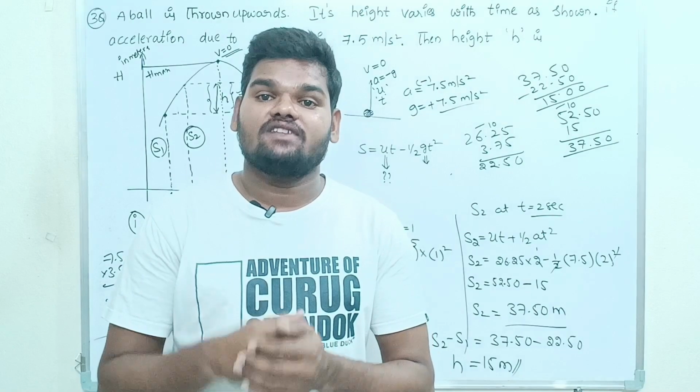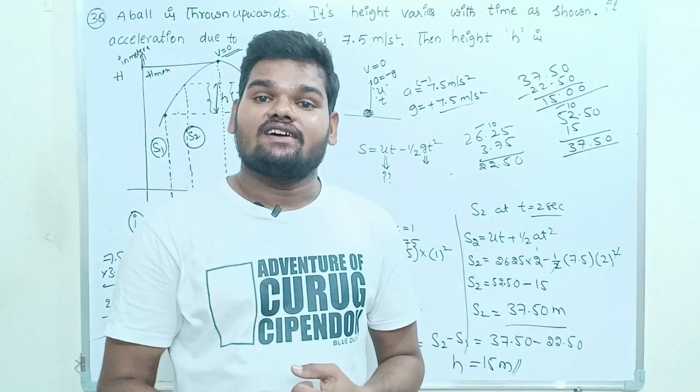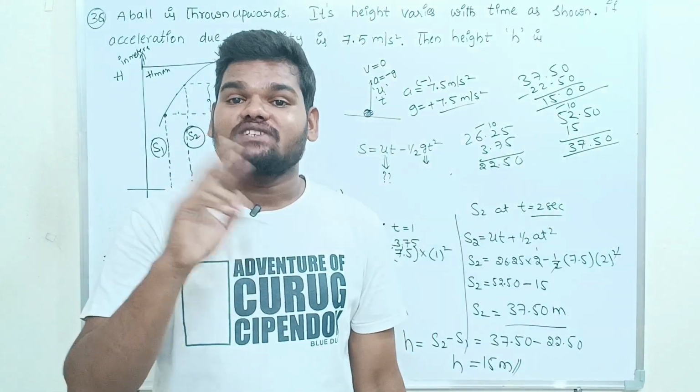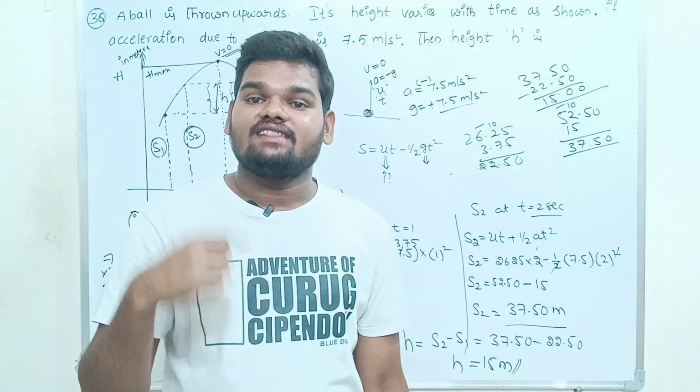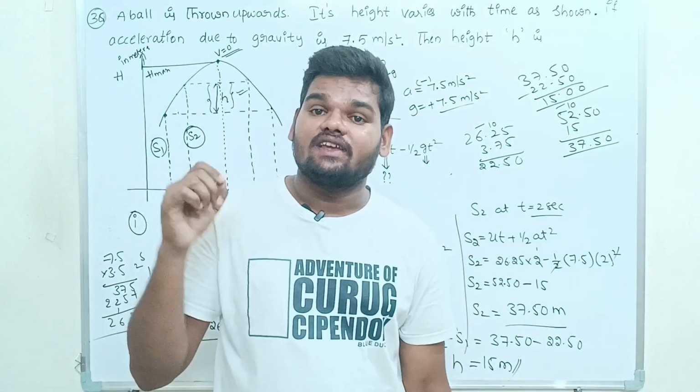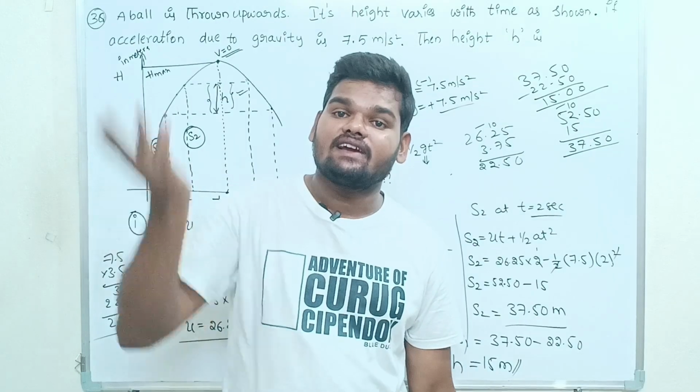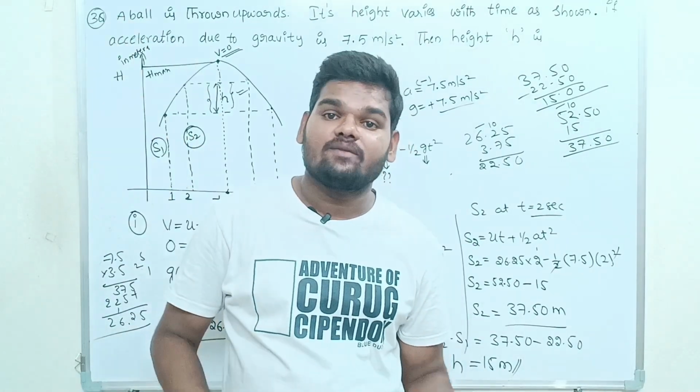Right. This is the end of today's session. We will meet in the next session, that is motion in a straight line 08. In that session, we will discuss equations of motion of a vertically projected body and a freely falling body.